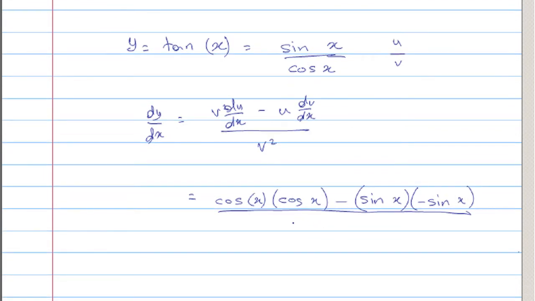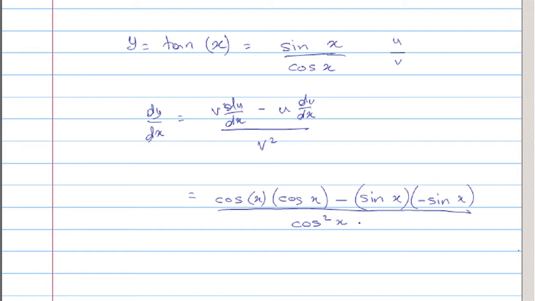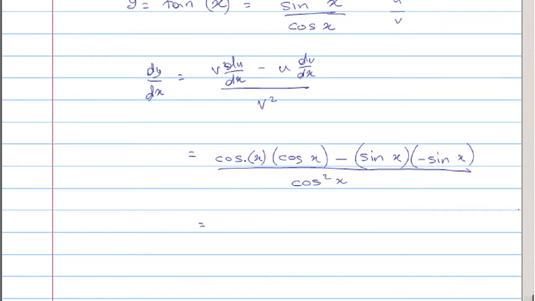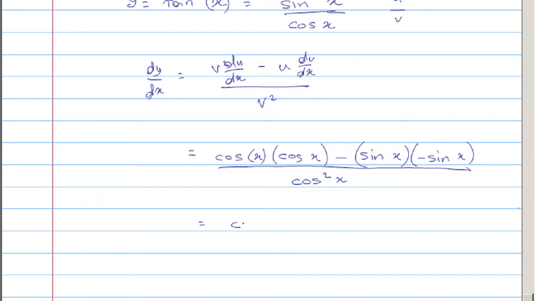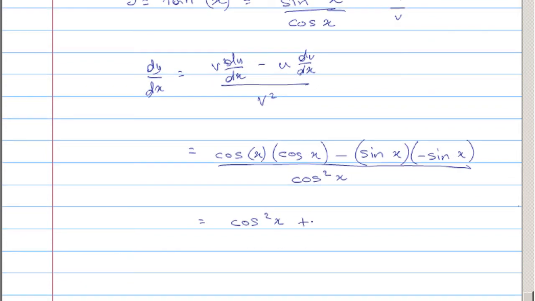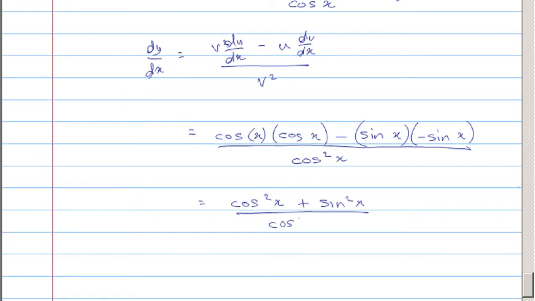So that's cos x squared, that gives cos squared of x. Now I could rewrite the numerator as cos squared x plus sine squared x, divided by cos squared x.